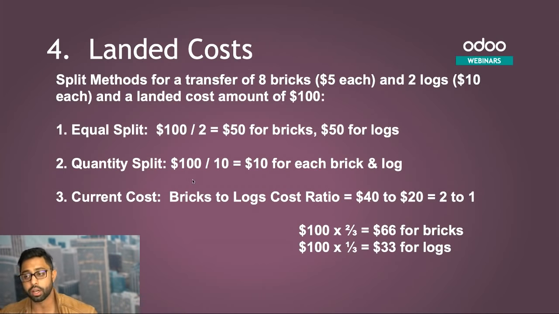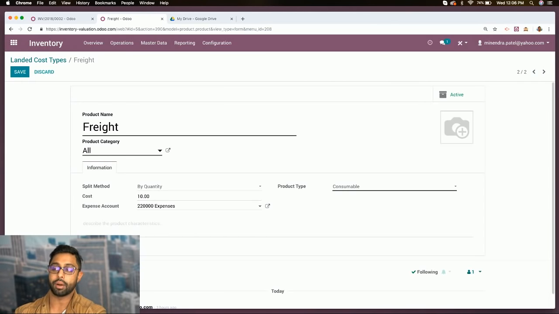So for example, in this example, we have $40 worth of bricks, I believe, and $20 worth of logs, which creates a 2-to-1 ratio, which then gets divided. So it gets divided by 2/3 of the 100 for the bricks and by 1/3 of the 100 for the logs. I hope that's fairly straightforward. So let's see how that works.